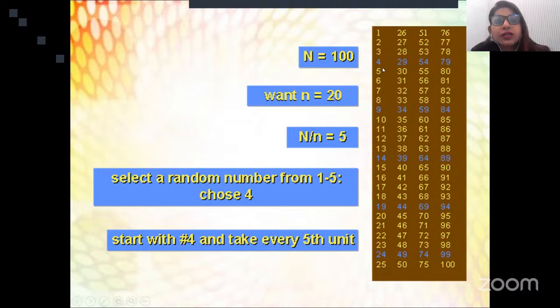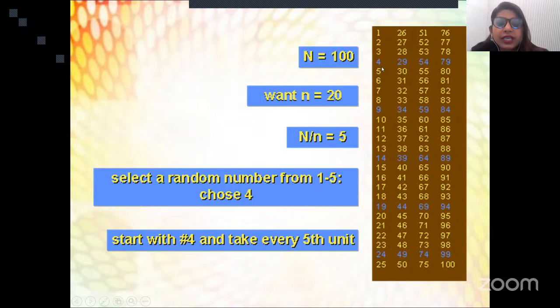After picking the first number randomly, my next respondent will be at a regular interval, right? So the nth number is fifth. After 4, every fifth number will be my respondent. So 4 plus 5 is 9, 9 plus 5 is 14, 14 plus 5 is 19, 19 plus 5 is 24.